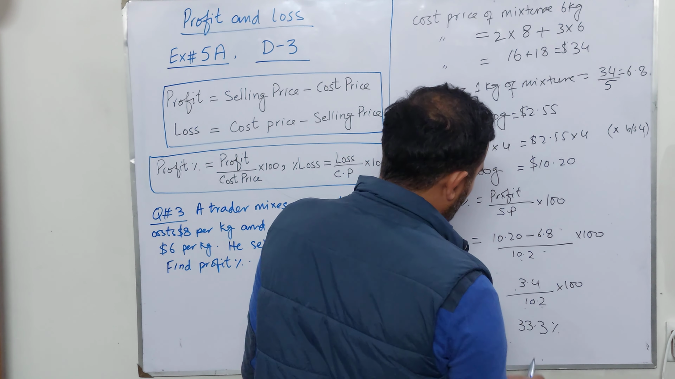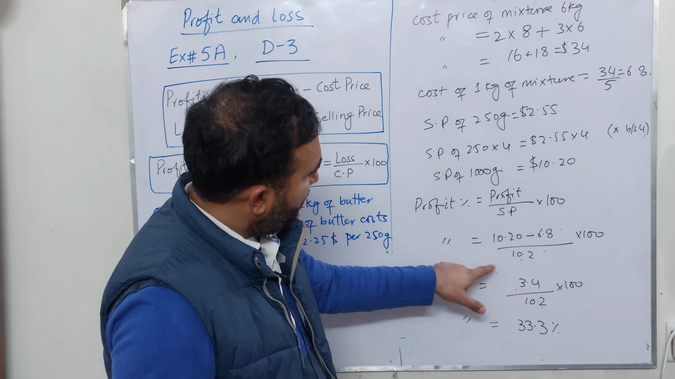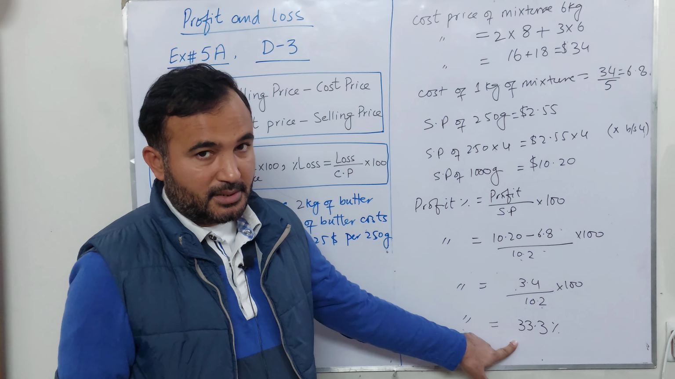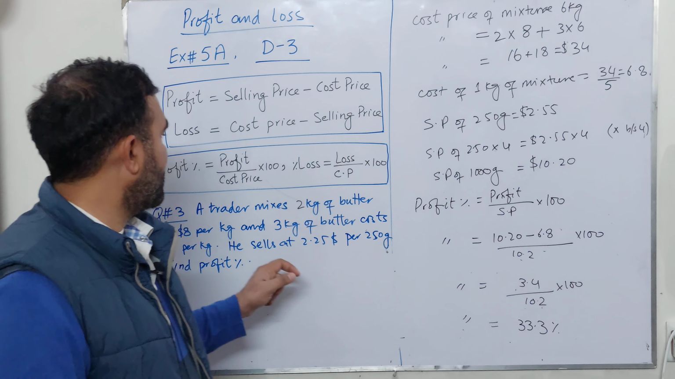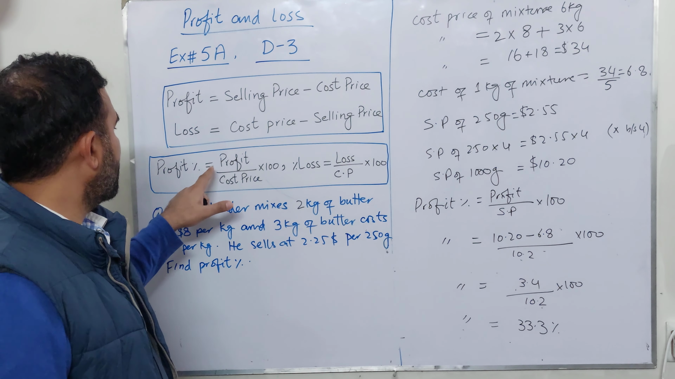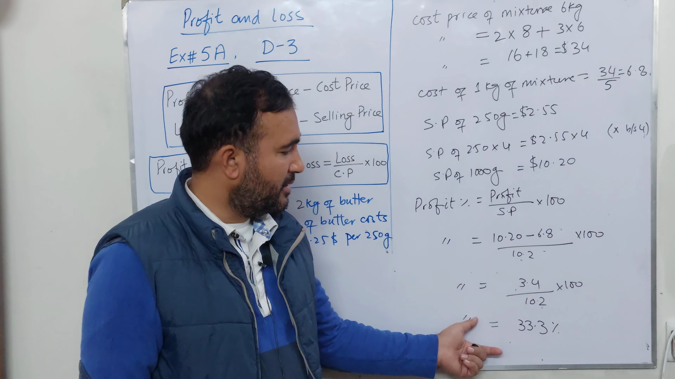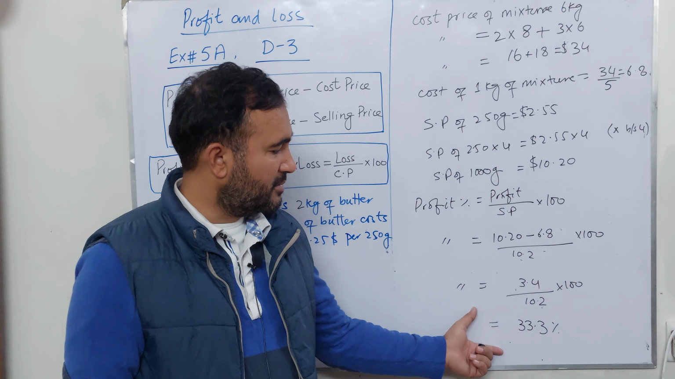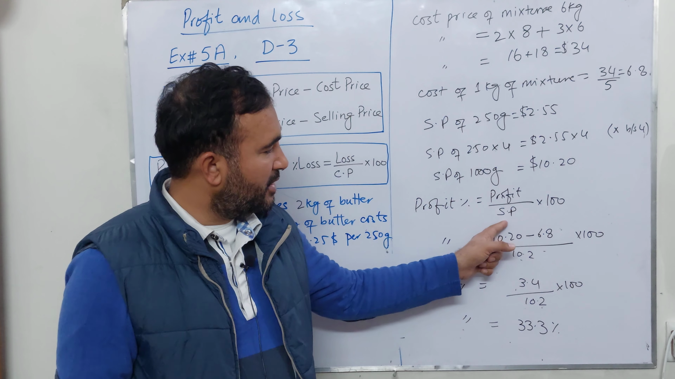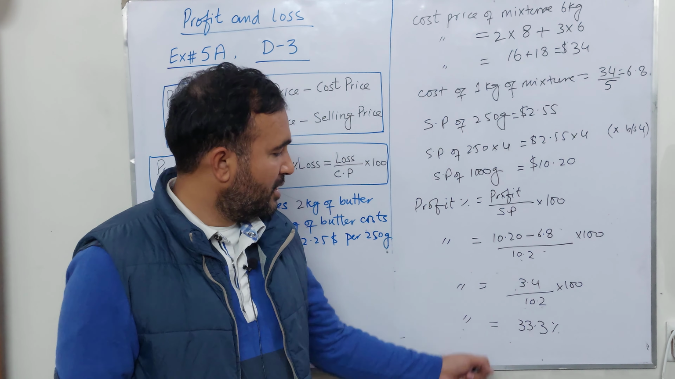Okay, so this is the profit as a percentage of selling price, but it's opposite to our formula in which profit is a percentage of cost price, but it's mentioned in the book that we have to find profit as a percentage of selling price, so that's why we have to divide by selling price instead of cost price. So that is our answer.